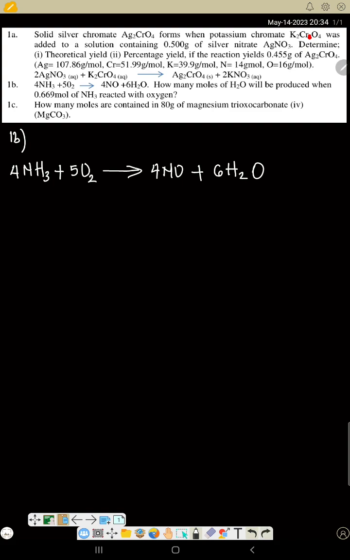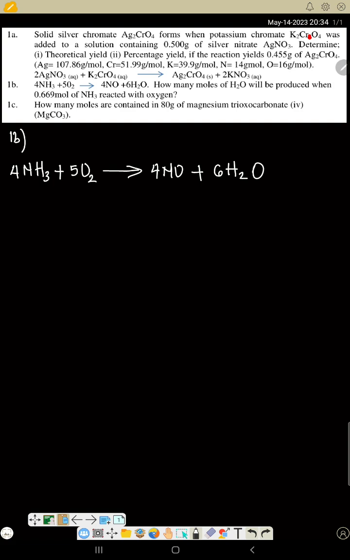So let's check whether the equation is balanced. We have 4 nitrogen here, we have 4 nitrogen here, balanced. We have 12 hydrogen here, we have 12 hydrogen here, balanced. We have 10 oxygen here, so we have 4 oxygen here and 6 here, making 10. So the equation is balanced.